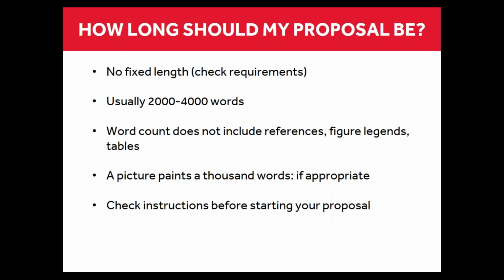So one of the common questions that we get is how long should the proposal be? As with the non-sciences, there is no fixed length, and it is always best to check requirements with the school or department that you're applying to. But a good proposal can typically be between 2,000 and 4,000 words.